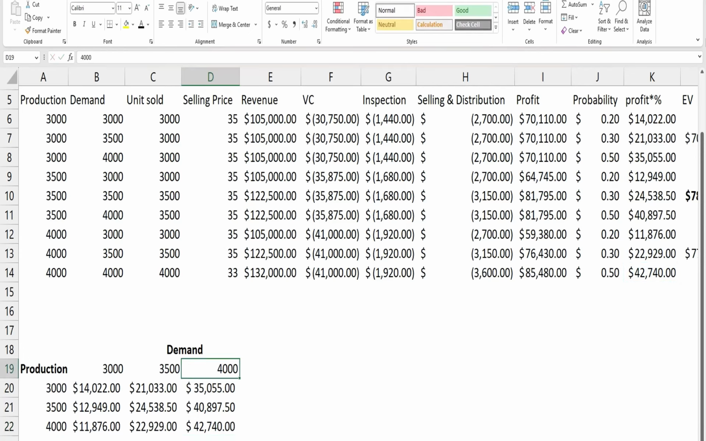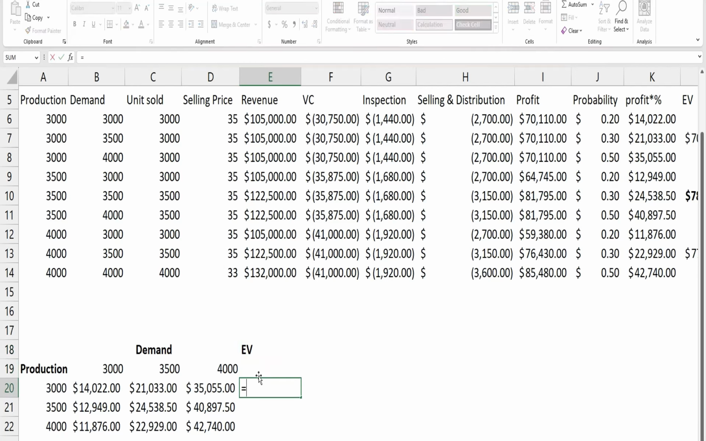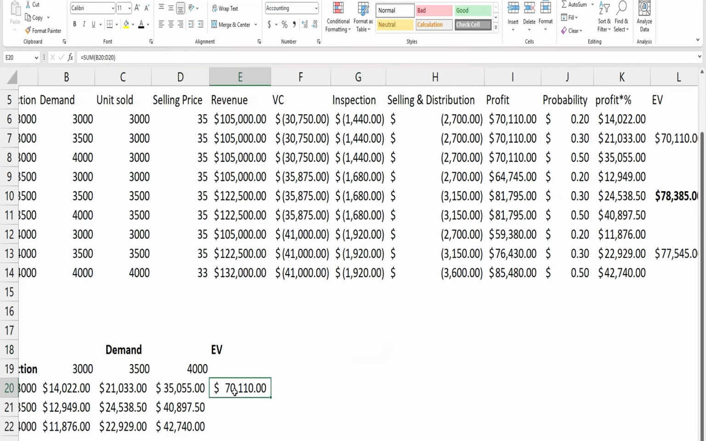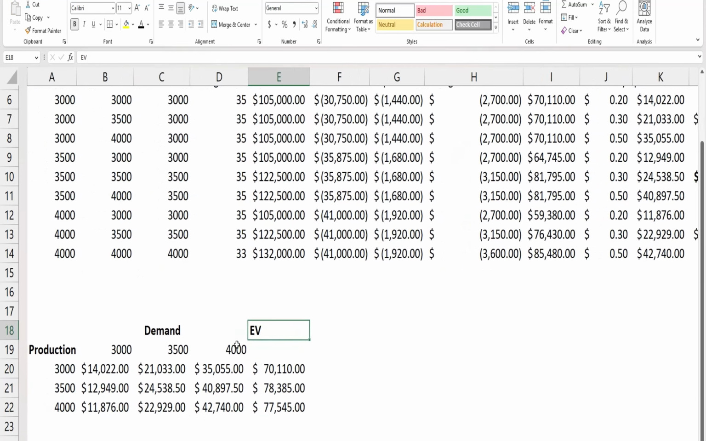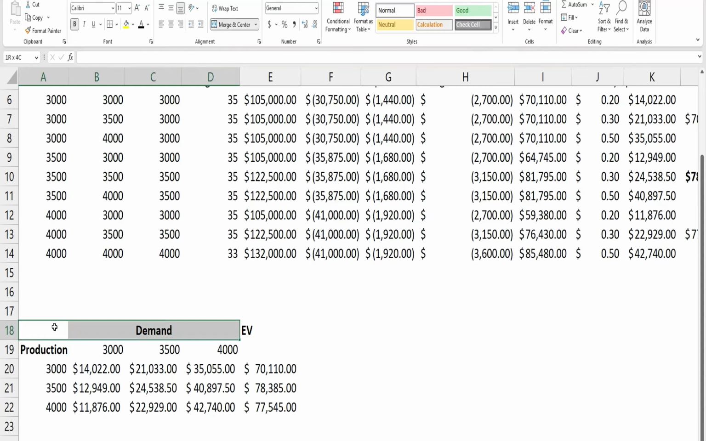Now you can calculate the expected value here, or what you can do is write down expected value, EV, here. Okay, so here I have calculated the expected value as well. So let me make the table.